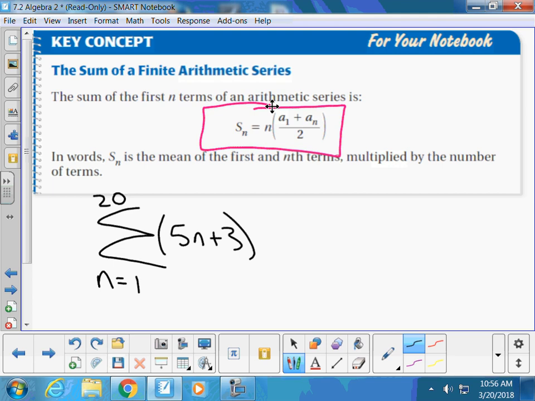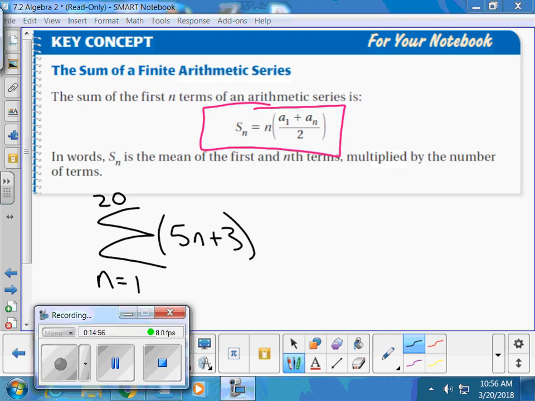All right, so I just wrote an example down of where we could use this. It's a rather big series. There's 20 terms. I personally wouldn't want to make a chart with 20 numbers. Brittany? The little formula thing? Yeah.